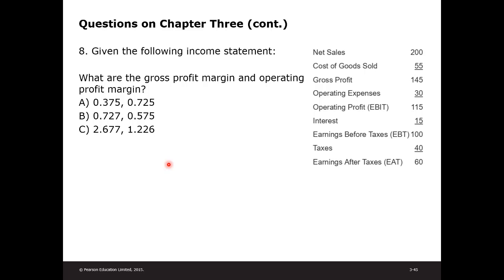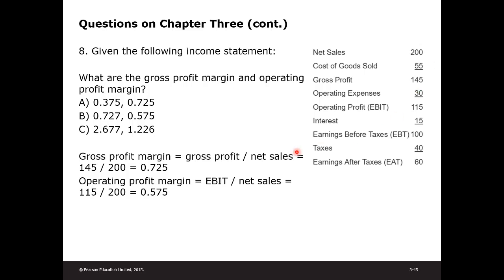Next question. Given the following income statement, what are the gross profit margin and the operating profit margin respectively? So in order to calculate these two ratios, gross profit margin is the gross profit divided by the sales, which is 145 divided by the net sales, which is 200, and the operating profit margin will be the operating profit, which is 115 divided by also the net sales, which is 200, like this. 145 divided by 200 will give us 0.725 or 72.5%, and the operating profit margin will be 115 divided by 200, which will give us 57.5%. So the answer here will be B.